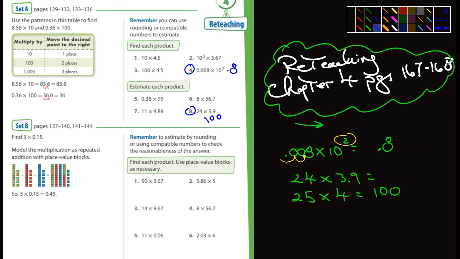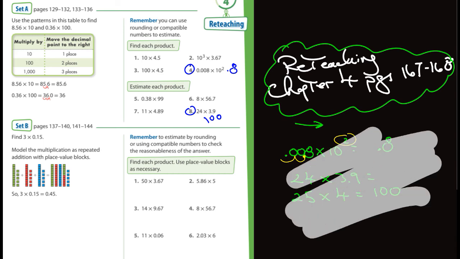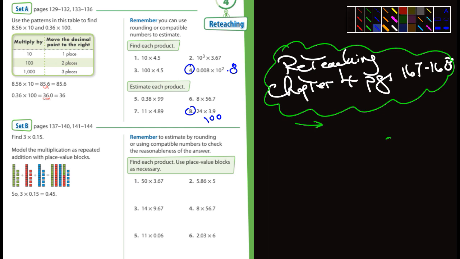Okay, so for set B, they're talking about using place value blocks. You don't have to do that if you don't want to. You can just do the actual problem. So for example, let's look at number 3. We got 14 times 9.67. So I would just go ahead and set this up. We have 9.67, and it's being multiplied by 14. Okay?